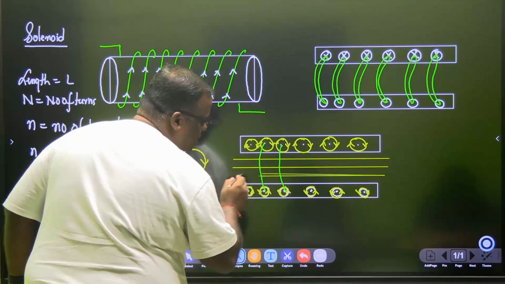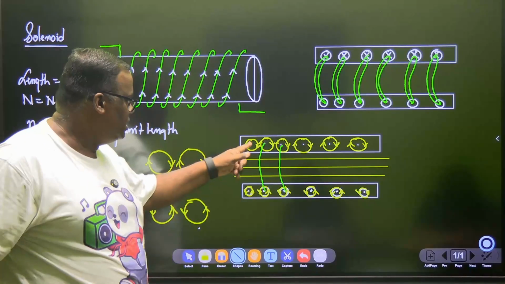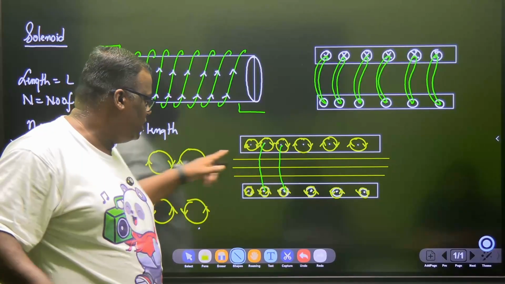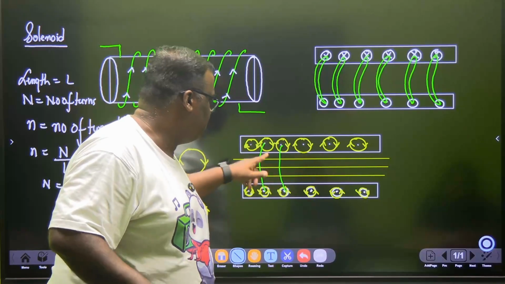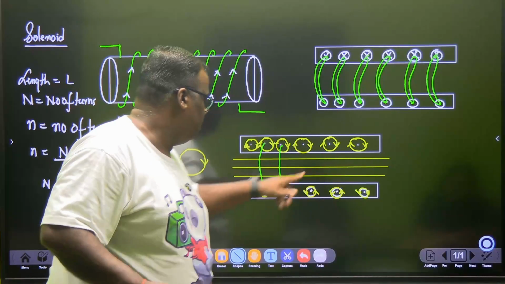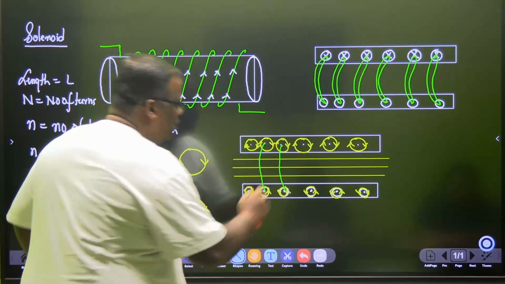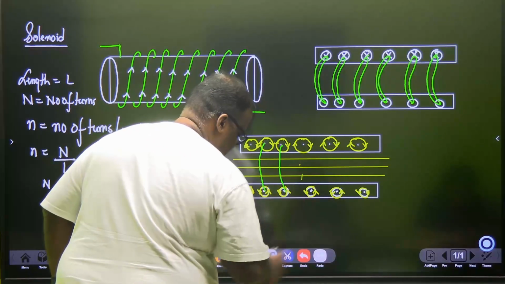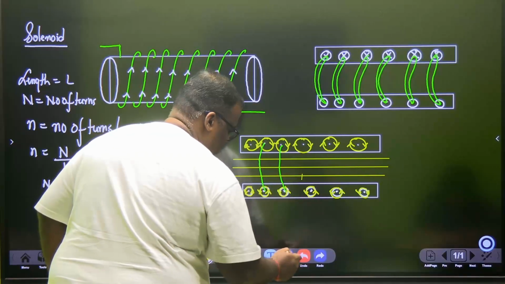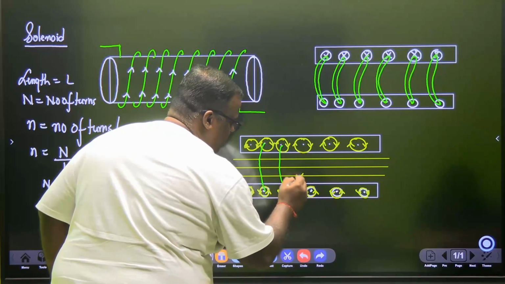Now just let us see. If you see these arrows are all pointing this side, and these arrows are all pointing this way. So the magnetic field is actually acting on this side.